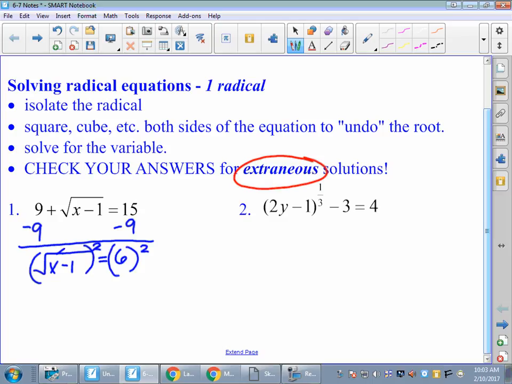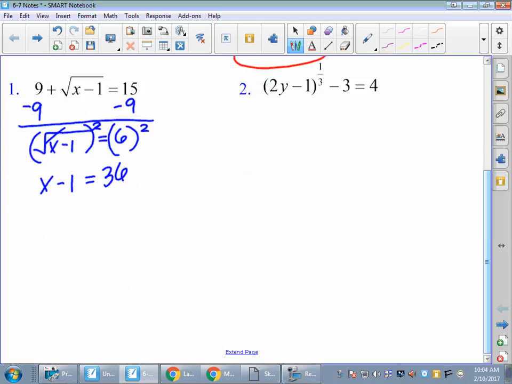And the square and the square root cancel on the left-hand side. So we're just left with whatever was underneath the radical, x minus 1. And when you square 6, you're left with 36. So now it's just a simple equation to solve. Add 1 to both sides. X is equal to 37.